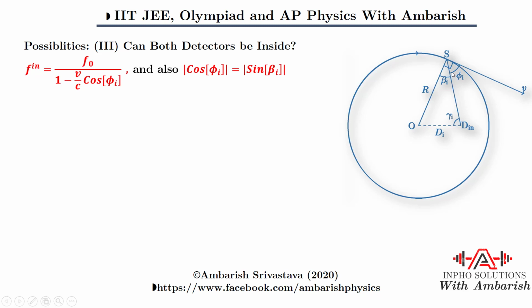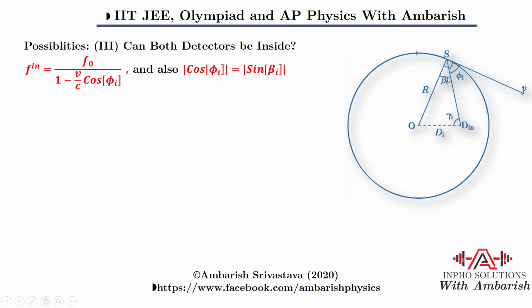So according to the Doppler effect, we need to take the velocity of approach of the source. So this is what we get for the frequency at some general phi. F inside detector is F naught upon 1 minus V by C cos phi. F naught is the source frequency, okay? And also we can see that the radius is tangent to the velocity vector. So if this is phi i, this automatically becomes 90 minus phi i, which we are calling beta i. So cos of phi i is nothing but sine of beta i, okay?